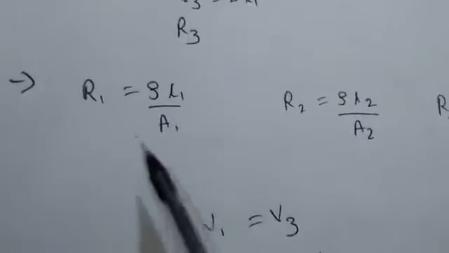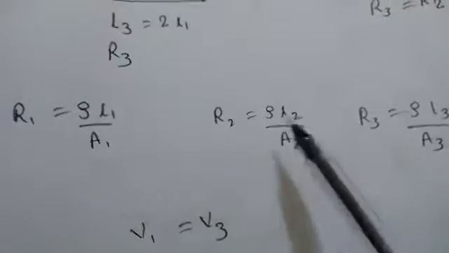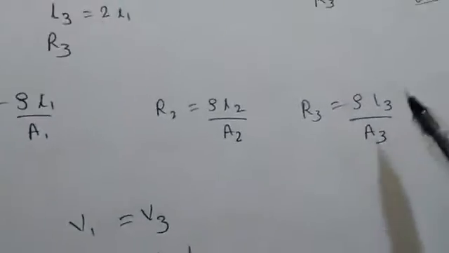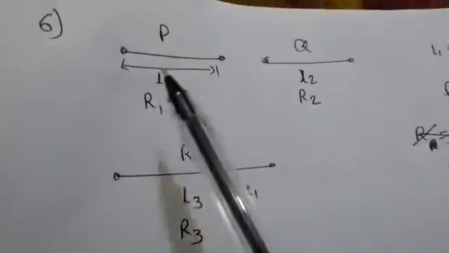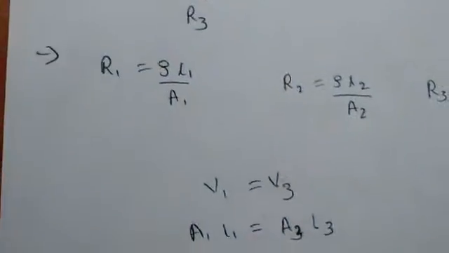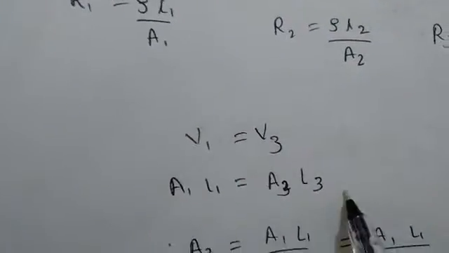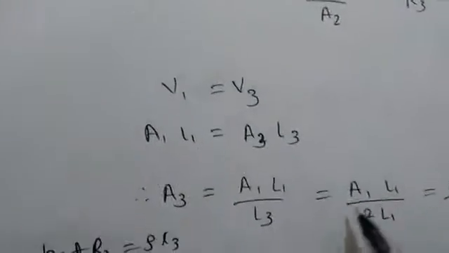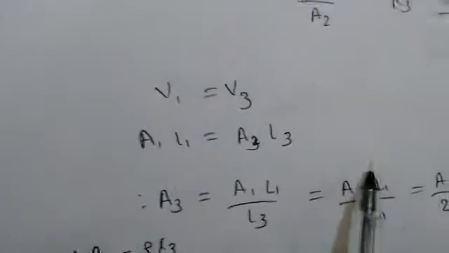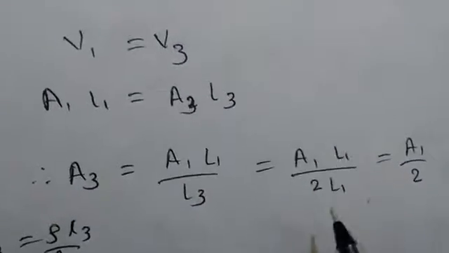Now we have the equations R1 is equal to rho L1 by A1, R2 is equal to rho L2 by A2, and R3 is equal to rho L3 by A3. But if we follow the first and third wire only, we can say that V1 will be equal to V3. We are changing the length, so of course the area is going to change, but the volume will remain constant, and that's why V1 is equal to V3. V1 is equal to A1 L1, V3 is equal to A3 L3. So we can say that A3 will be equal to A1 L1 upon L3, and that is equal to A1 L1 upon 2 times L1. So L1 L1 cancel, and we can say that A3 is equal to A1 by 2.